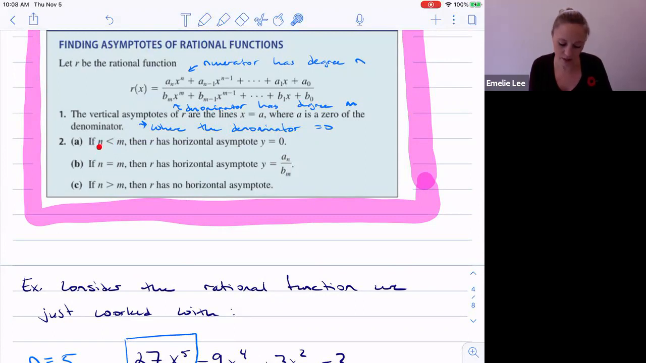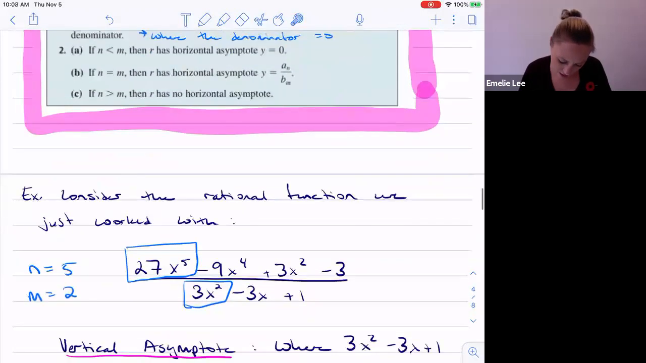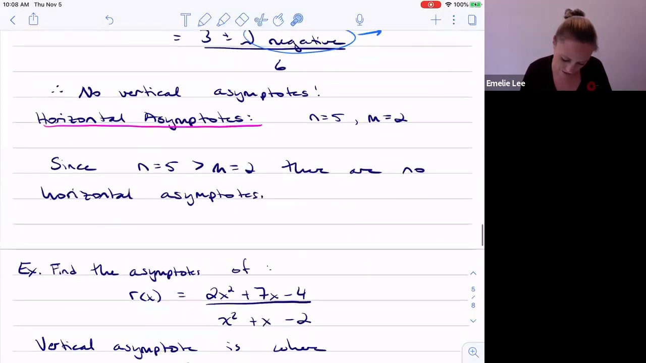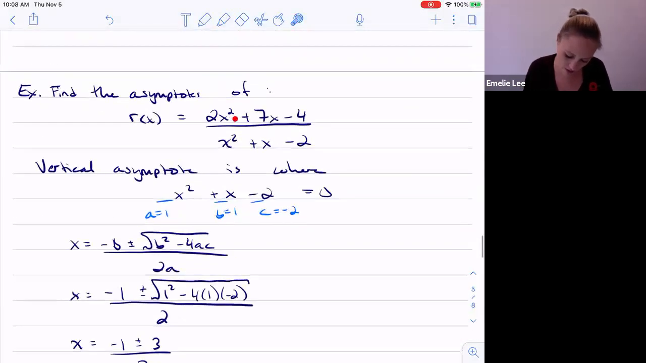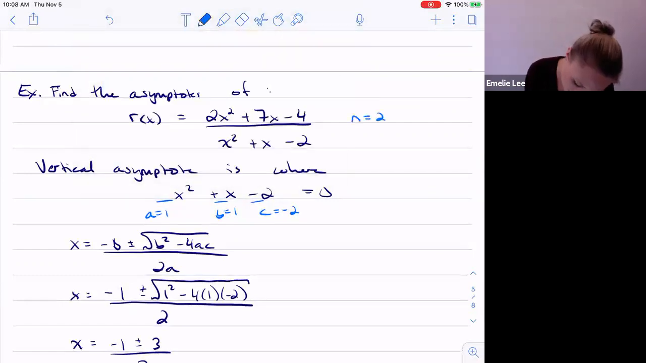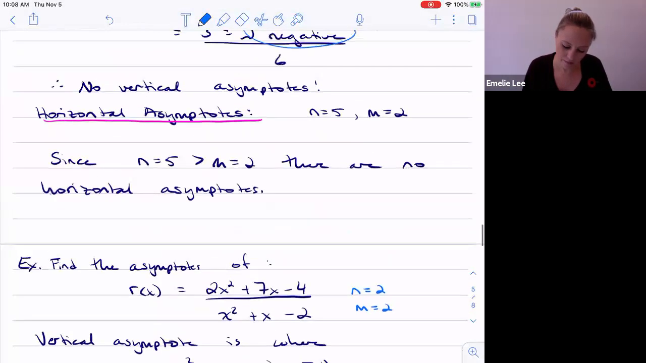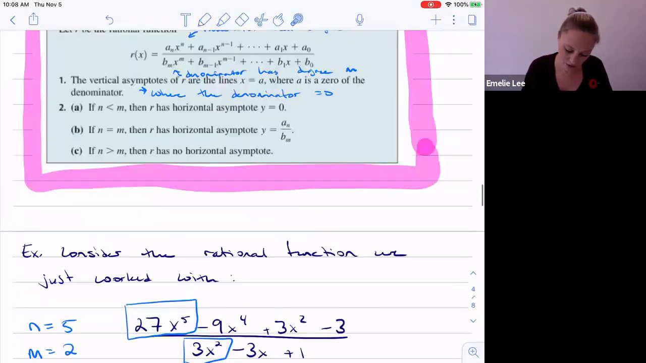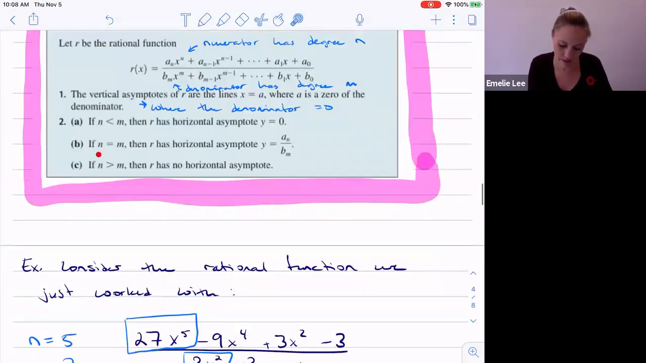So the degree of the polynomial in our case, we said, okay, well, x squared divided by x squared. So n is 2 and m is 2. Okay. From the summary page, which I highlighted for a reason here, if 2 is equal to 2, which it is, then we have a horizontal asymptote at y equals an over bm.